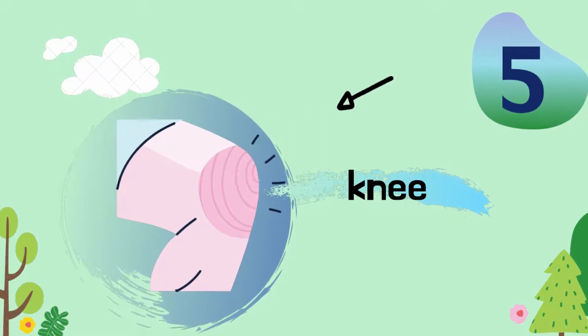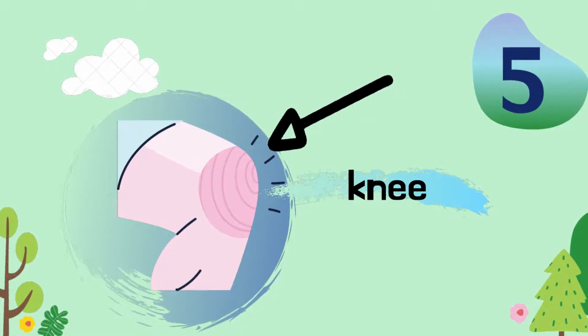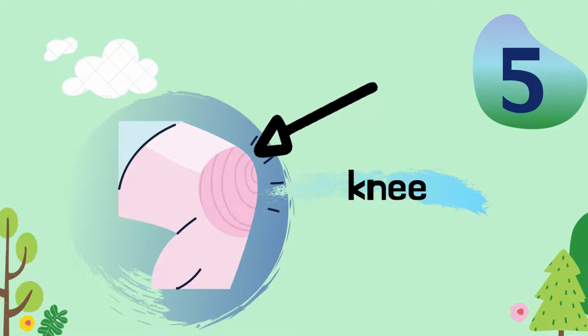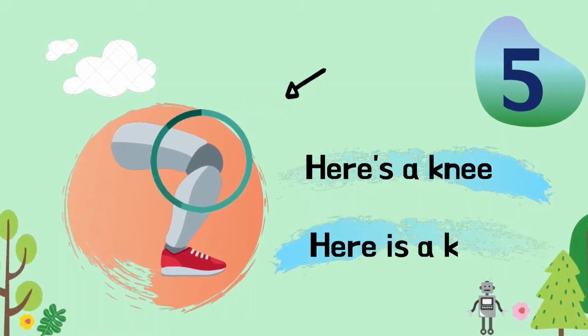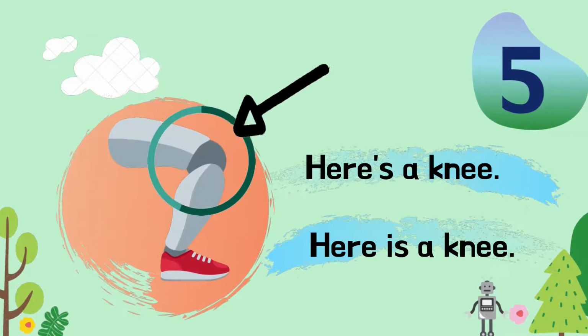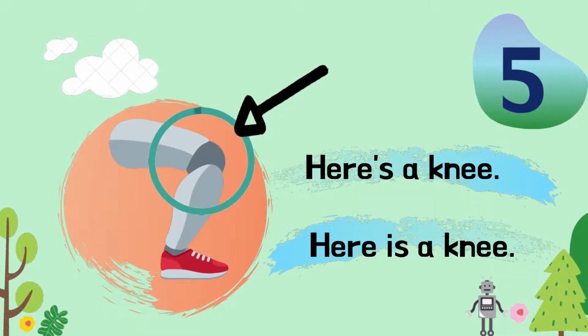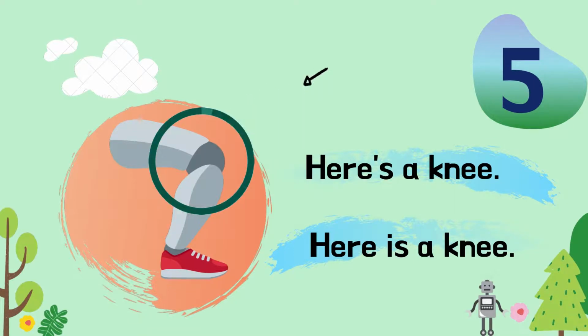Next, number 5. Look at the picture. This is what we call knee. Again, knee. Well done. Now, let's read the sentence about the robot knee. Let's read together. Here's a knee. Here is a knee. Again, here's a knee. Here is a knee.